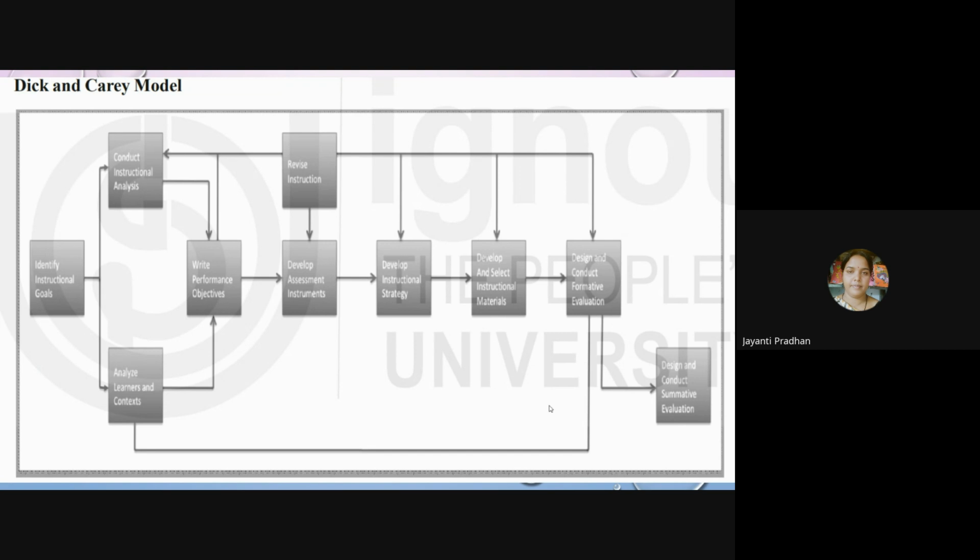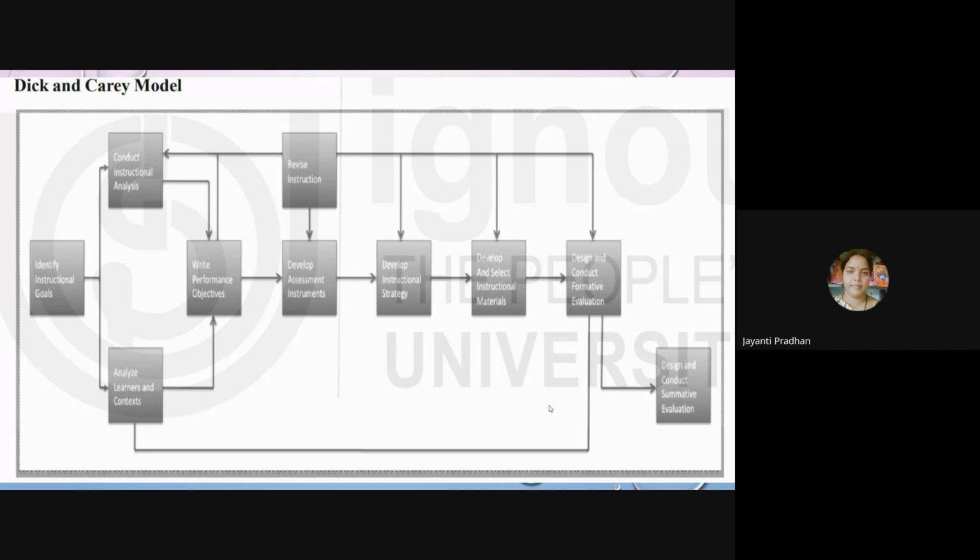But here, when I am asking you these questions, it means I am assessing you and will help you to improve your learning level. That is formative in nature. So when we are going through the instructional strategy, when you are developing instructional material, during that time only we have to design the formative evaluation and also summative evaluation. Now all these things will be there. Lastly, summative evaluation.